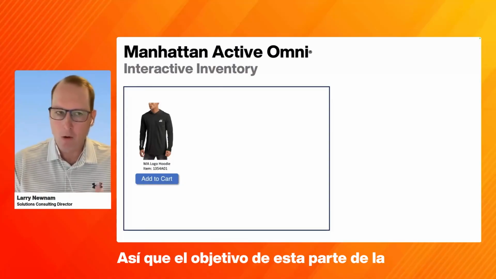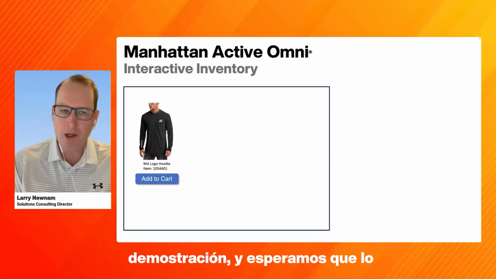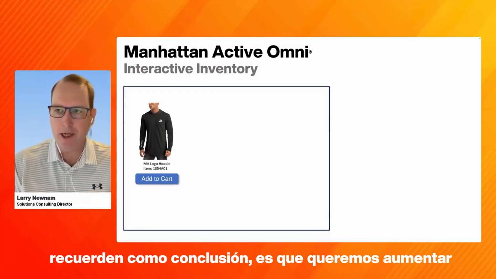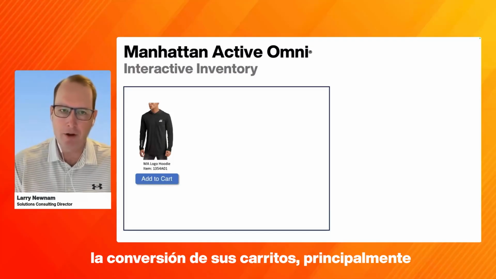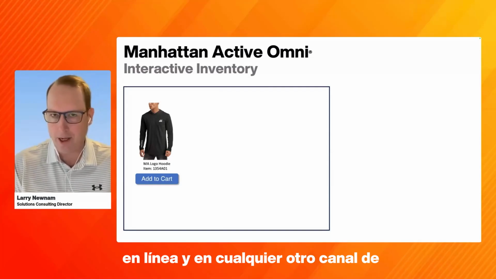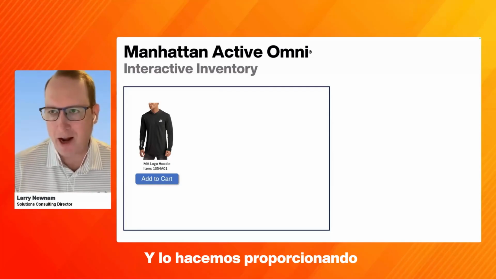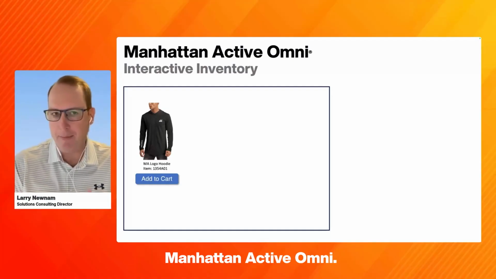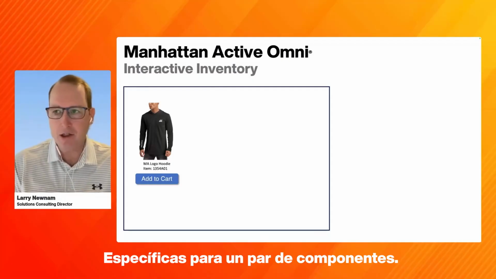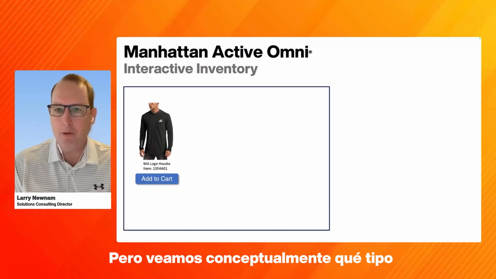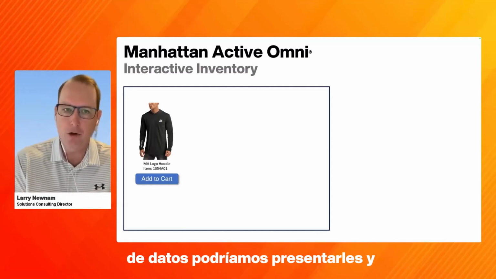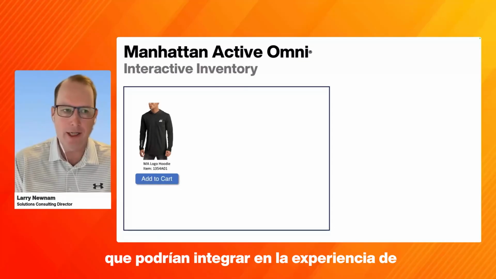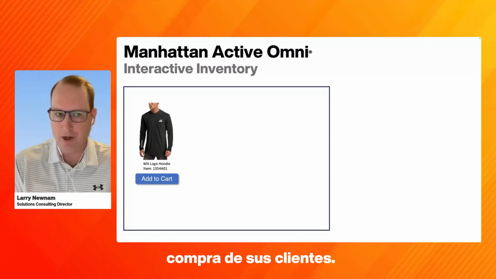So the whole goal of this part of the demo, and hopefully you remember this as a takeaway, is we want to increase conversion of your carts, primarily online and in any other selling channel. And we do that by providing some unique functionality that Manhattan Active Omni has, specific to a couple of components. But let's look at conceptually what kind of data we can present, and you could integrate into the shopping experience for your customer.